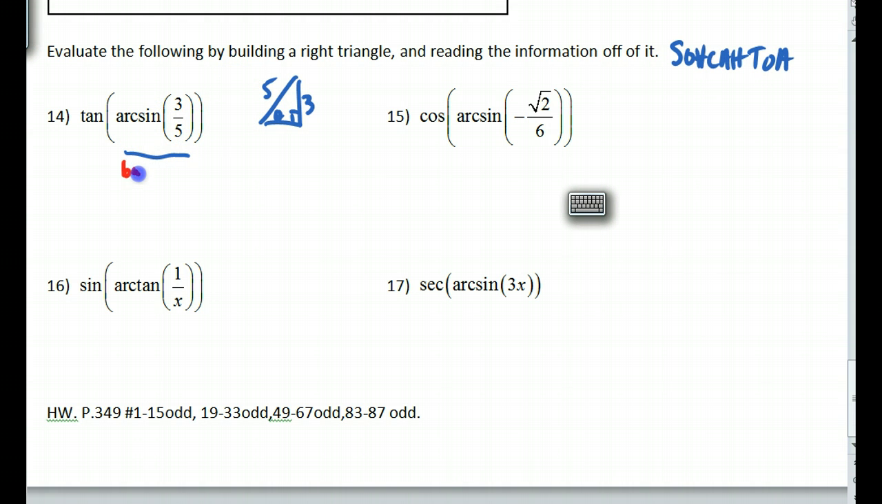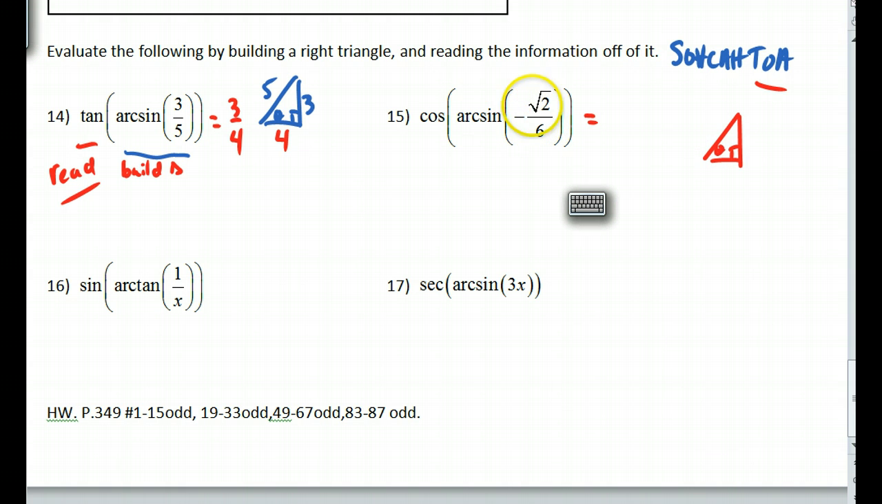So the inside information tells me to build the triangle. Now I need to find this missing piece. That's a Pythagorean triple, so I'm okay. So now with this piece, I need to read off what's left. I know that the tangent is opposite over adjacent. So from this angle, I need to read off 3 over 4, which is my opposite over adjacent. And so my answer is 3 over 4. Inside information, build the triangle. Outside, read it off.